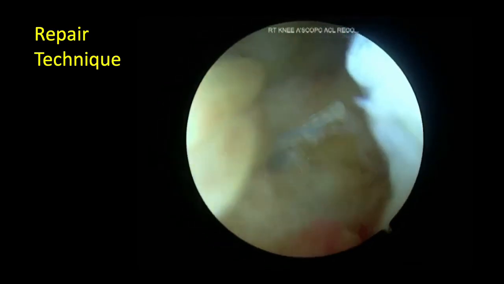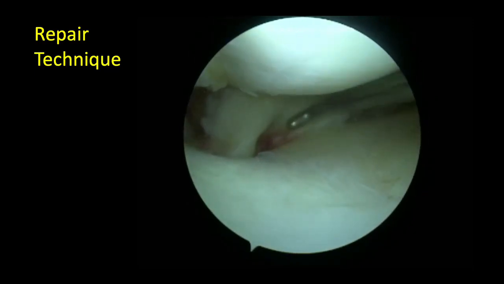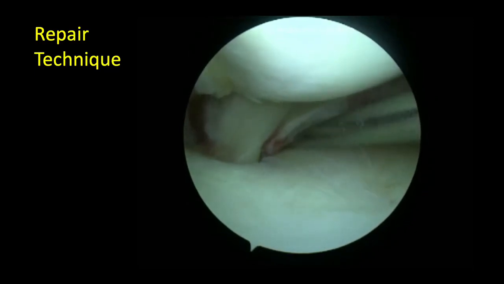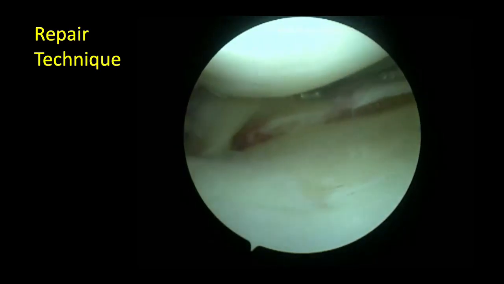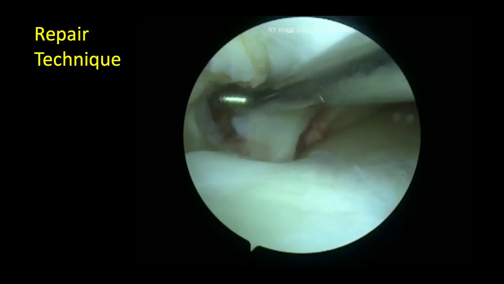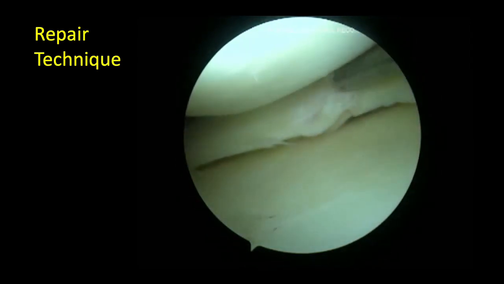The scope is then shifted to anterolateral port and probe is passed to palpate the meniscus tear for the configuration and is reduced in place. Since the posterior capsule is now secure and stable, an all-inside device is used to repair the meniscus tear to the posterior capsule.